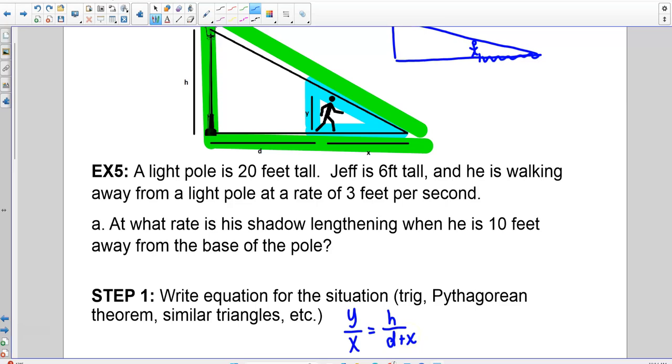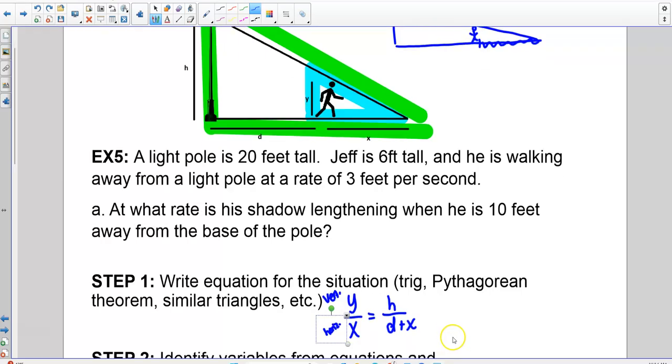Okay, everybody okay there? All right, so we're thinking, this is our vertical, this is our horizontal. y and x both come from the small triangle. h and d plus x both come from the big triangle. So we've got this set up correctly. There is no reason that the y has to be on top. I could have put the y on bottom, as long as I also flip the second fraction, right? So there's several ways you could set this up.